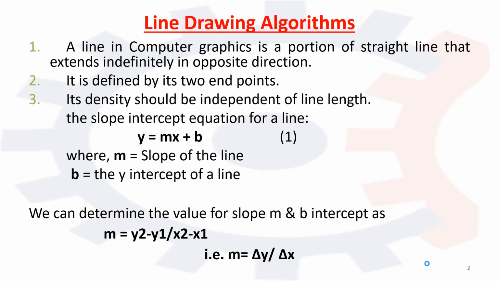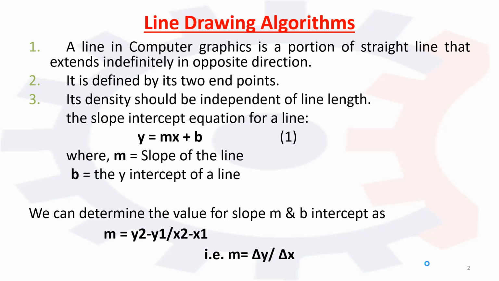So the line drawing algorithm that we discussed in the previous lecture. A line in computer graphics is a portion of a straight line that extends indefinitely in opposite directions. So we can talk about the line segment, the portion of the line that we have to draw in computer graphics. It is defined by its two endpoints. We can take an input of the two endpoints, x1 y1 and x2 y2, and by connecting those two endpoints, we can generate a line.